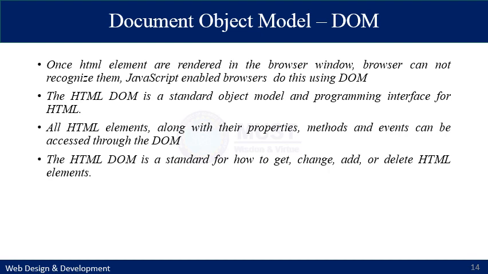Once the HTML elements are rendered in the browser window, the browser cannot actually recognize them. JavaScript enables browsers to do this using the Document Object Model. The HTML DOM is a standard object model and programming interface for HTML. All HTML elements along with their properties, methods, and events can be accessed through the DOM. So the HTML DOM is a standard for how to get, change, add, and delete HTML elements.